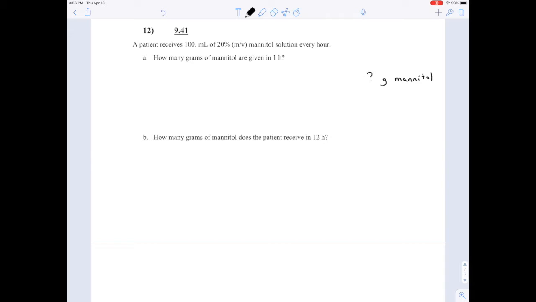So in general, when you approach these problems, you want to look for two things: the numbers they give you and the units they're asking for. Now they give us 100 milliliters, so that's one number. And then they also give us 20% mass volume of mannitol. So that's 20% mass volume for mannitol solution.